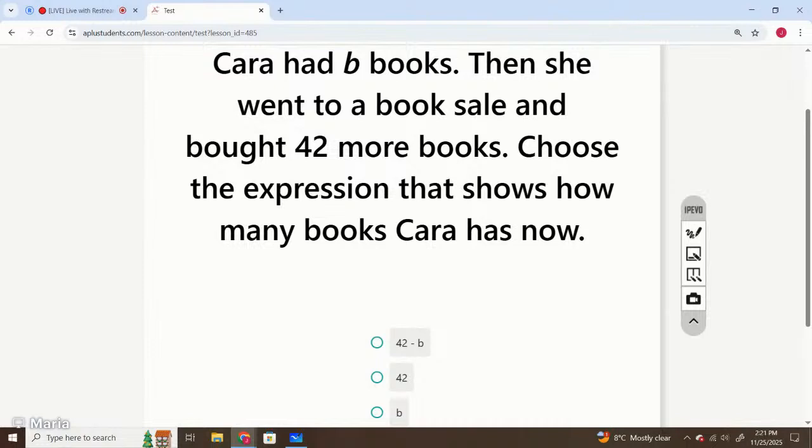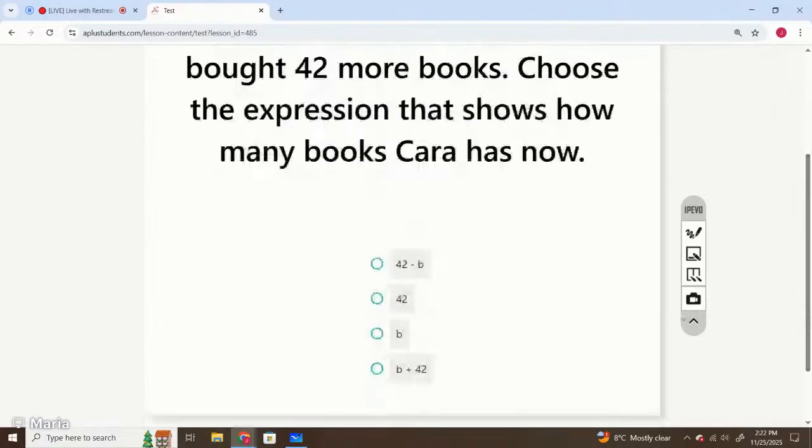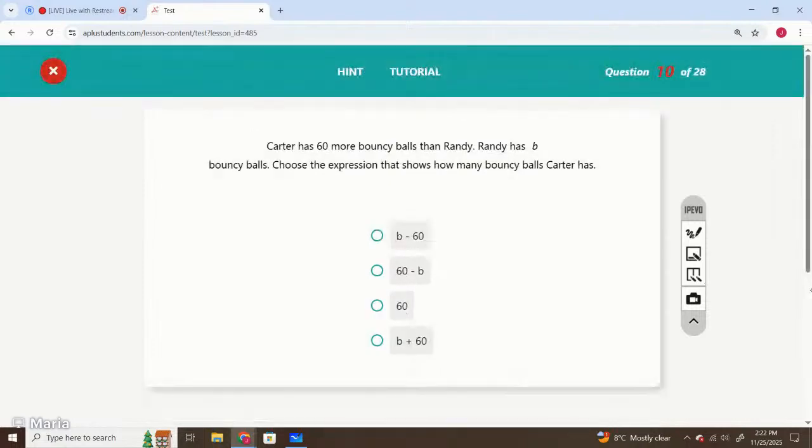Kara has B books, then she went to a book sale and bought 42 more books. Choose the expression that shows how many books Kara has now. That would be B plus 42. Option number 3 is the correct option.